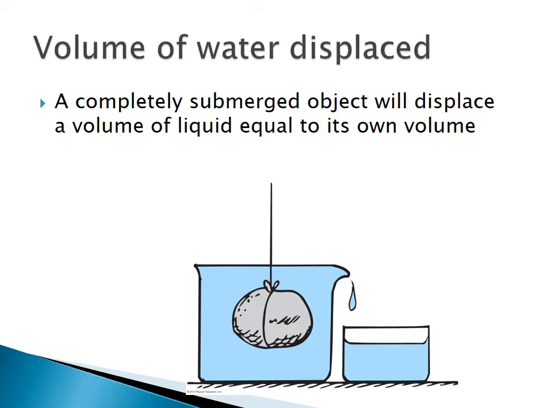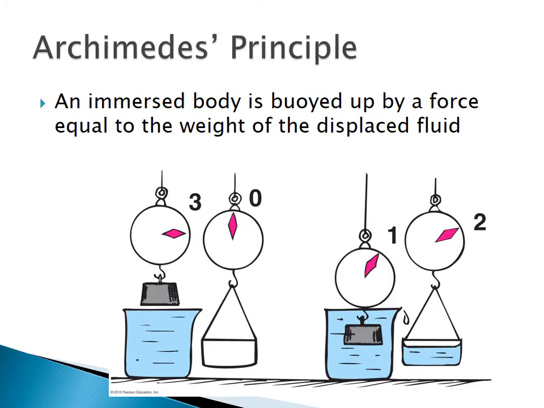But what we're going to do is we can actually determine the volume of an object by measuring the volume of water that's displaced or changed whenever we submerge an object. Now Archimedes went on, after figuring out that the volume of an object displaces the same volume of a fluid that it's placed in, to come up with what we call the Archimedes principle. What this states is that an immersed body is buoyed up by a force equal to the weight of the displaced fluid. So let's talk this through.